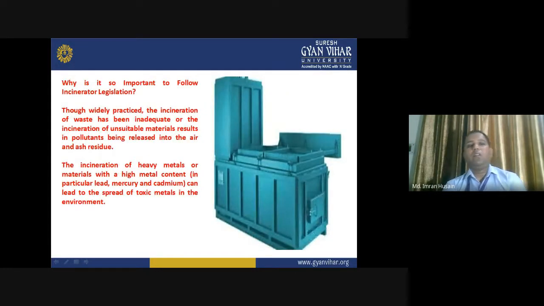Why is it so important to follow incinerator legislation? Why are incineration procedures very important? Though widely practiced, the incineration of waste has been inadequate, or the incineration of unsuitable material results in pollutants being released into the air and ash residue. Most probably the best method is incineration, but the problem is that in the long term these things produce a lot of pollutants. When they are left in the air, they pollute the atmosphere also.